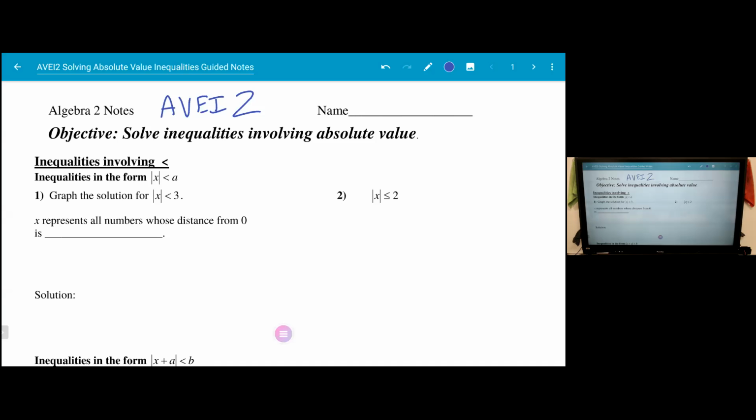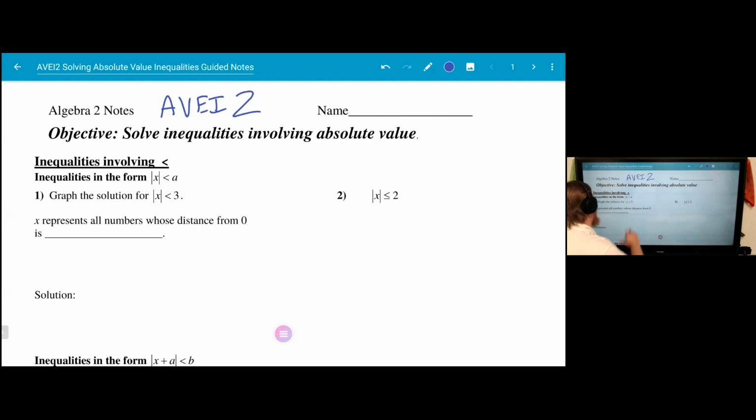All right, Algebra 2, welcome back to Absolute Value. What we're going to do today is take care of absolute value inequalities, or problems involving absolute value inequalities. AVEI1 was the equalities, or the equations, the equal sign. Now we're going to do a little something different. We're going to take care of some inequality work.